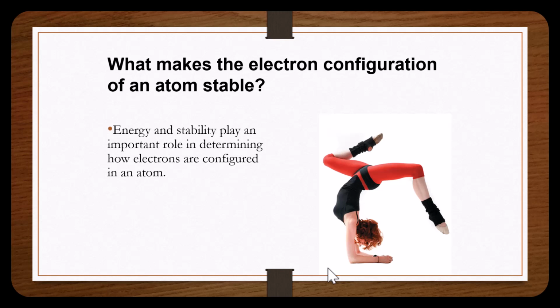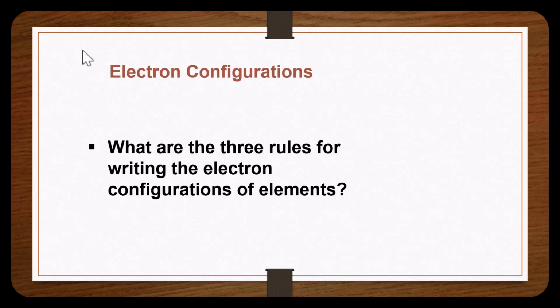Let's talk a little bit about how atoms are built and how they are all built the same way. What makes the electron configuration of an atom stable? Energy and stability play an important role in determining how electrons are configured in an atom. There are three rules to consider when writing an electron configuration of an element.